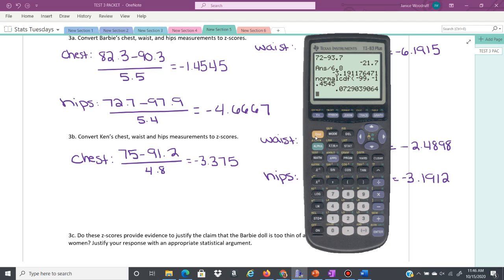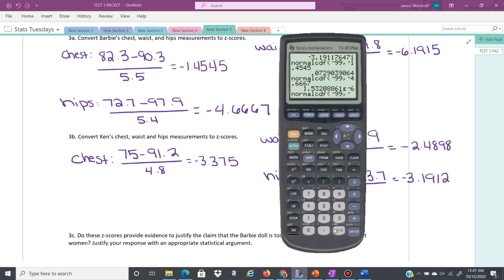Okay, hips, going to be even worse. So negative 99, negative 4.6667. Okay, that is less than 1%, 0.000001. Less than 1% of the population is represented with that hip size. And same thing with this one, that's going to be 0 again, negative 99, and then for the waist, negative 6.1915. Same thing, so less than 1% of the population.